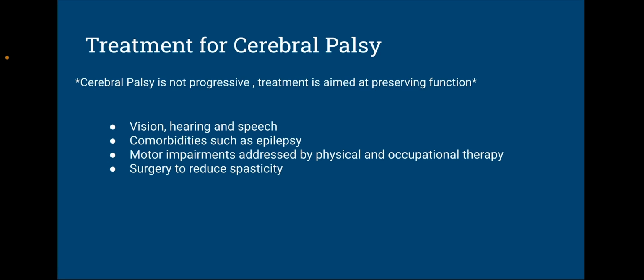So how do we treat cerebral palsy? It's important to note that cerebral palsy is not progressive, and treatment is aimed at preserving function. Vision, hearing, and speech are often impaired, and comorbidities such as epilepsy occur. Motor impairments are addressed by physical and occupational therapy, and surgery is completed to reduce spasticity.